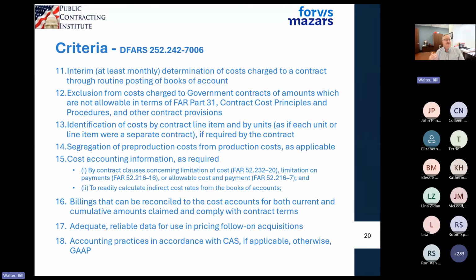The criteria also says, hey, we got those limitation of funds, limitation of cost clauses here on bullet number 15. They want to make sure that you have historical accounting data so that that can be used to help determine the cost estimate and the prices for future contracts. Okay. And then they finally seal it off with CAS if applicable, GAAP if not.